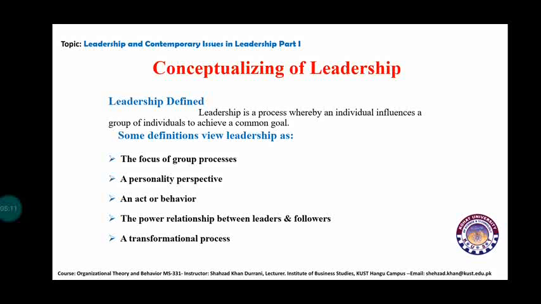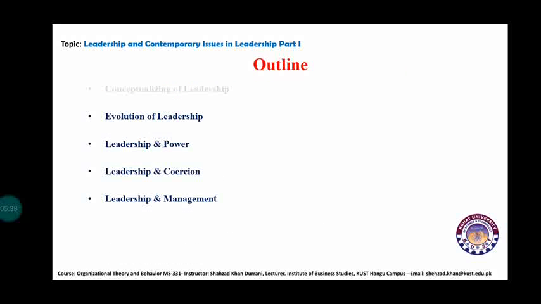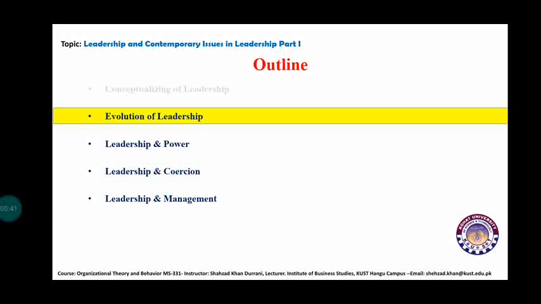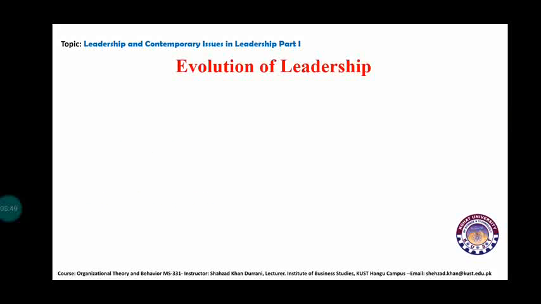The next, leadership can also be defined as a skill perspective, right? So leadership is also about a skill perspective, which means that the person must possess some form of knowledge and competencies, right? So that people are going to accept him or her as a leader. Then the next one is the evolution of leadership, right? How leadership evolved in different eras. So let's see the evolution of leadership.